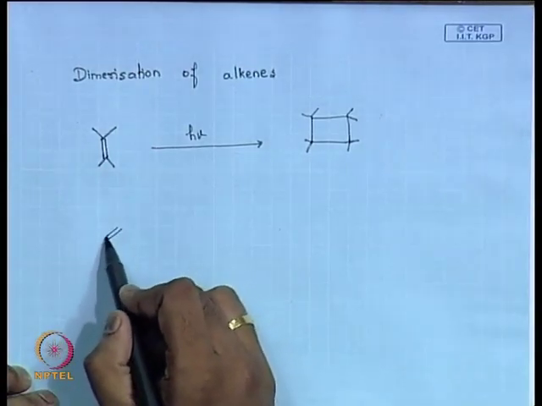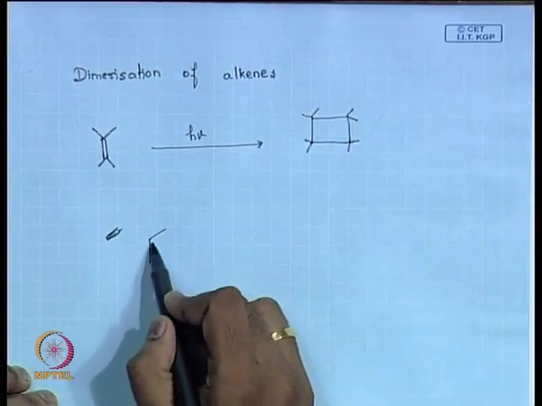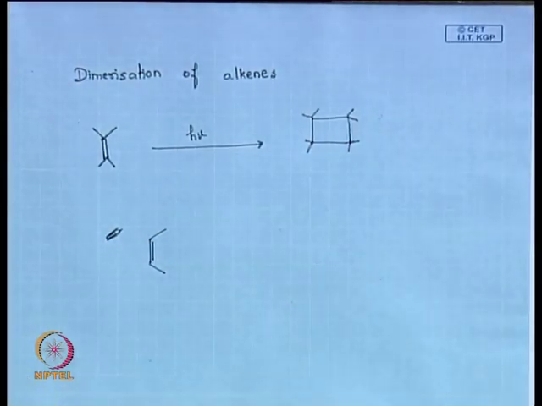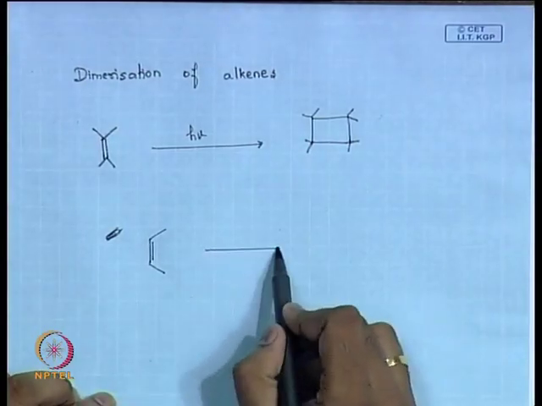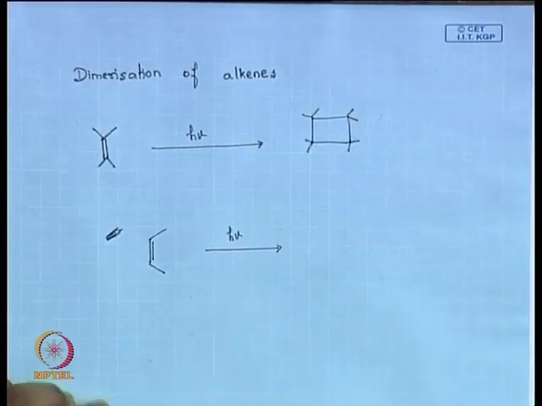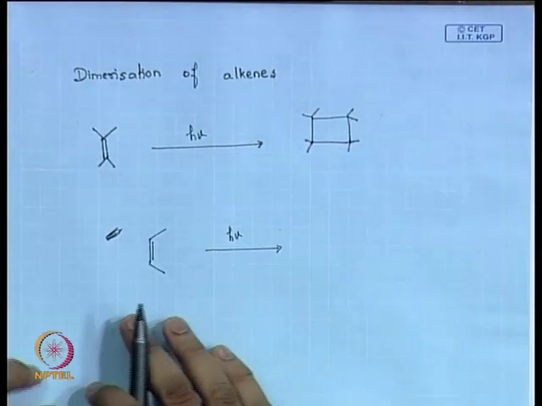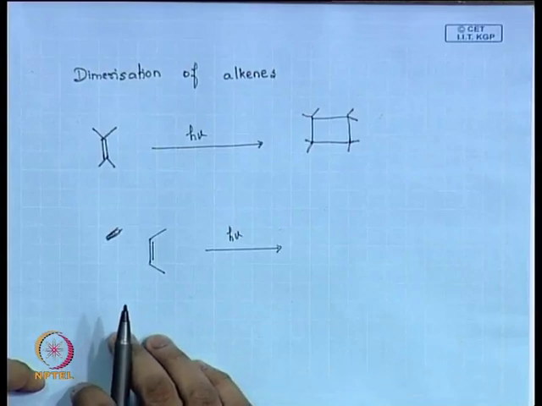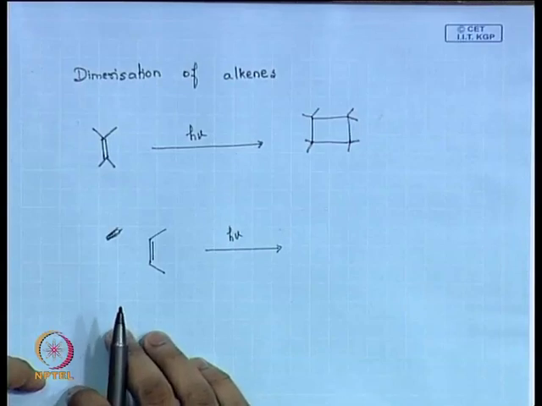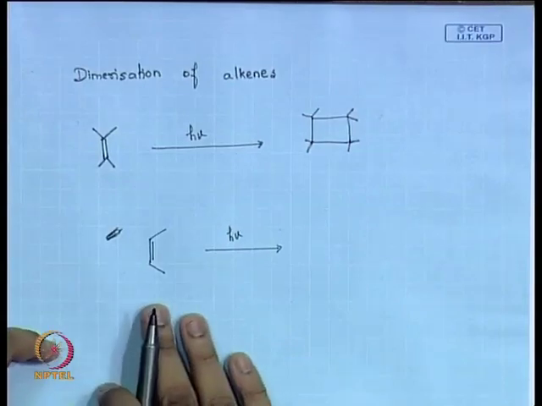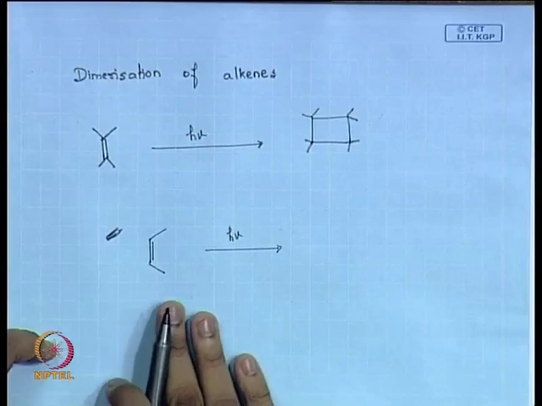Now, for example, I am taking a cis alkene and photolyzing it directly. What do you get? Whether this reaction is stereospecific? The reaction is stereospecific. I am directly irradiating, so from where does the chemistry occur?